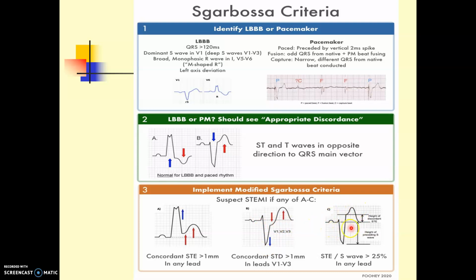Or in discordant leads, where the QRS is going in one direction and the T wave is going in the other direction, you have ST elevation that is at least 25% of the total QRS depth. So these criteria are fairly specific, but not very sensitive. However, they can help us diagnose a STEMI in the patient with left bundle branch block. The truth is, if you have a patient with left bundle branch block and STEMI, the best thing to look for is an old ECG to compare their old bundle branch block with their new bundle branch block.